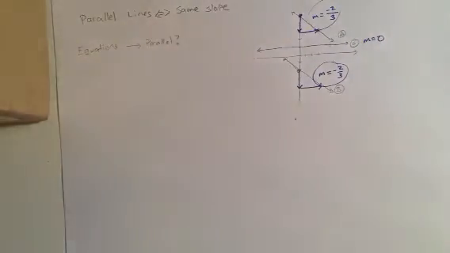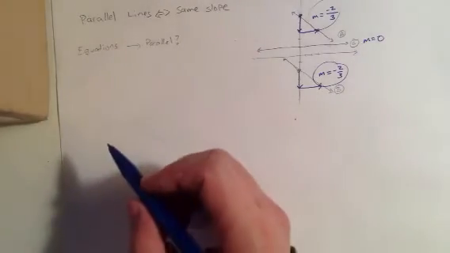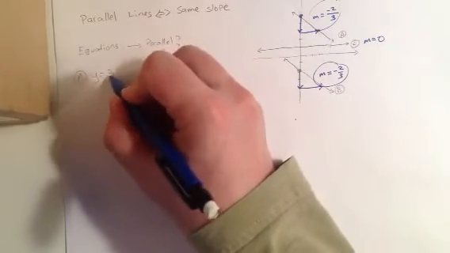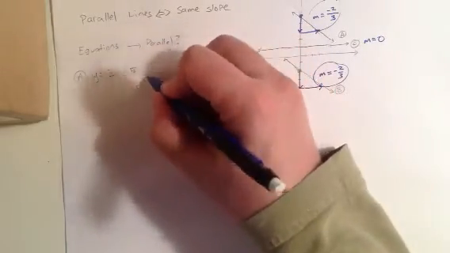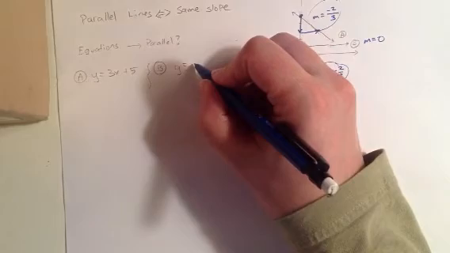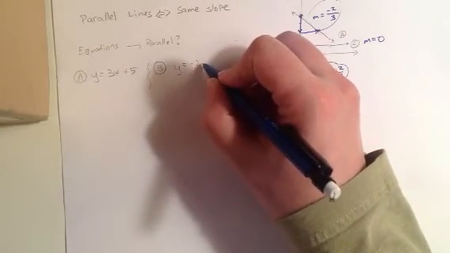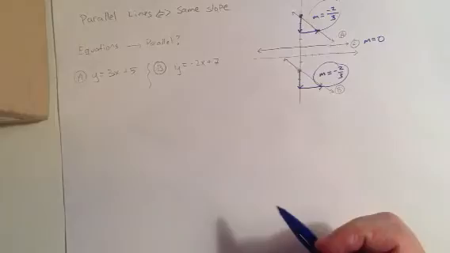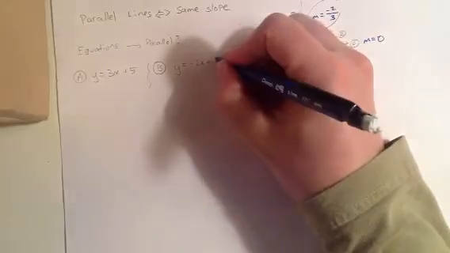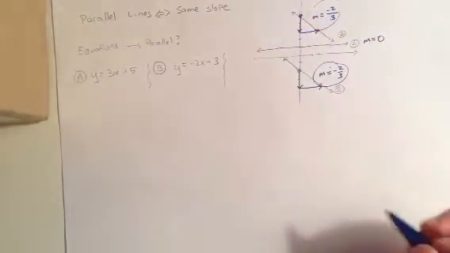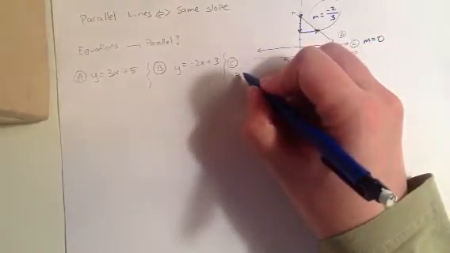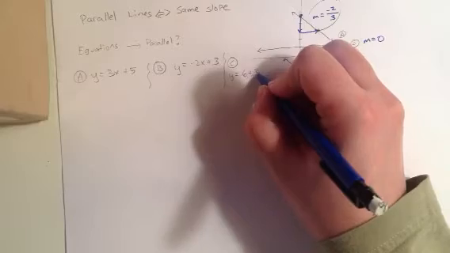So what if I give you some equations? So let's give you an A, B, and a C. So if A is y equals 3x plus 5, and B is y equals -2x plus 7. Or let's make that plus 5, or plus 3. Make it a little bit trickier. Plus 3. And let's say that line C is y equals 6 plus 3x.